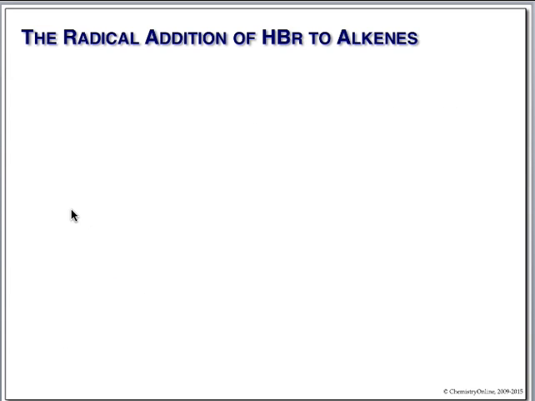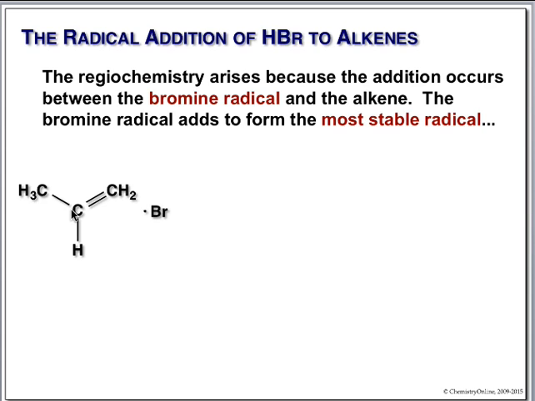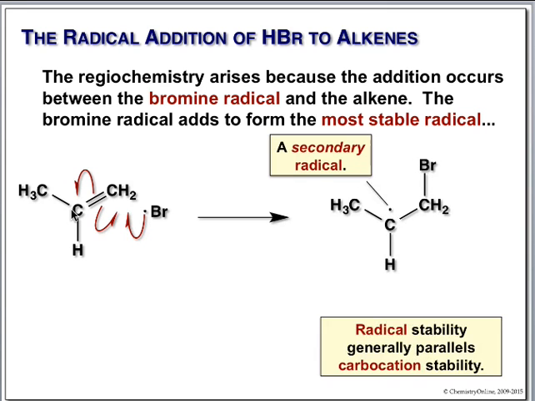So the way this works is this way. There's our alkene, and here is the bromine radical. The bromine radical is going to interact with the pi system, and it's going to remove an electron. When it does that, it's going to leave a radical here. Now, this is a secondary radical. If we had added the bromine radical here, we would form a primary radical. Just like with carbocations, you want to form the most stable intermediate. Radical stability generally parallels carbocation stability. So the secondary radical is the most stable radical you could form.